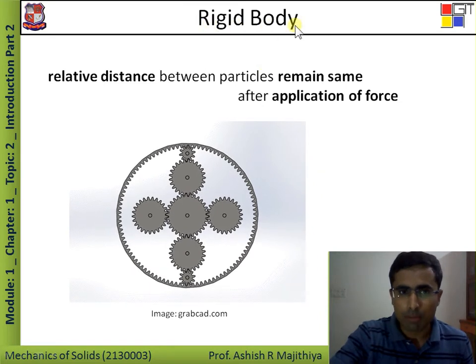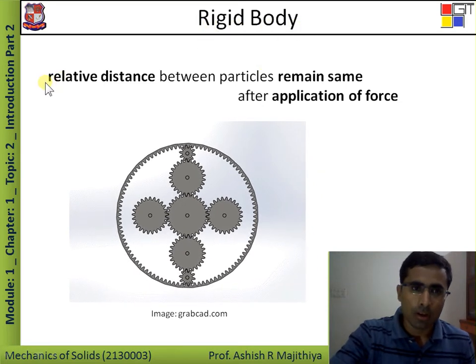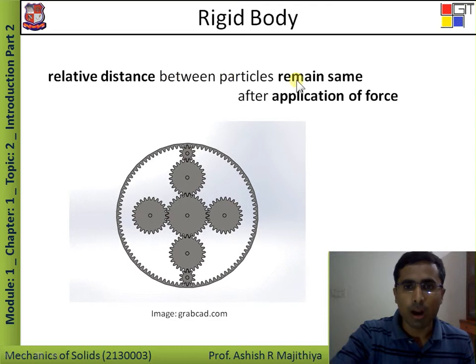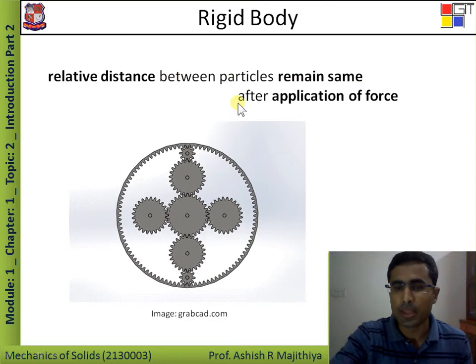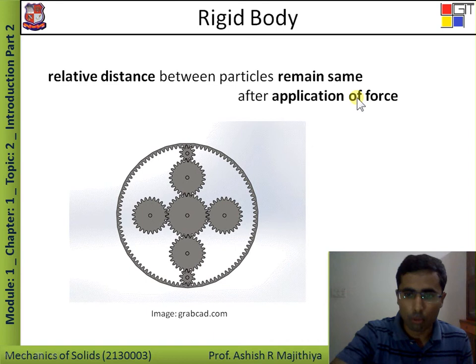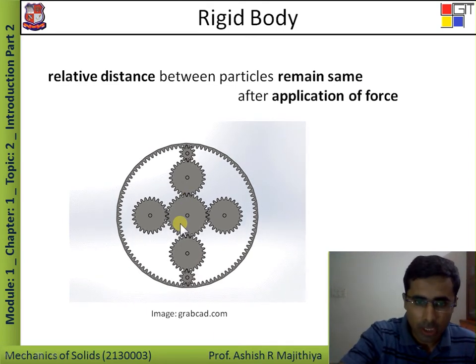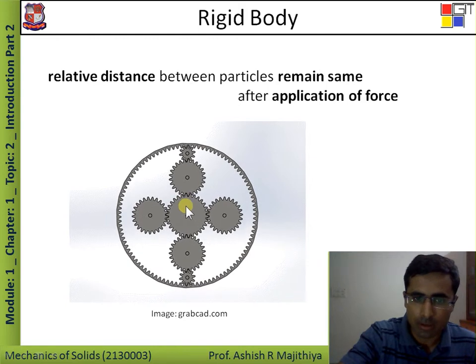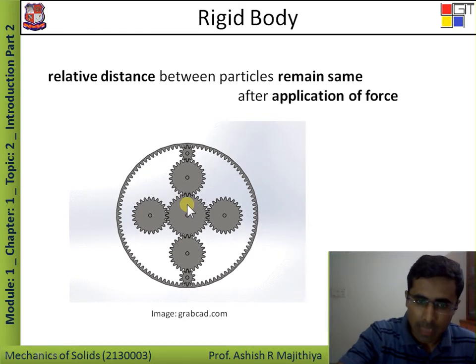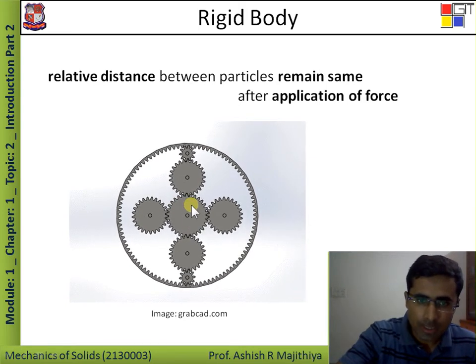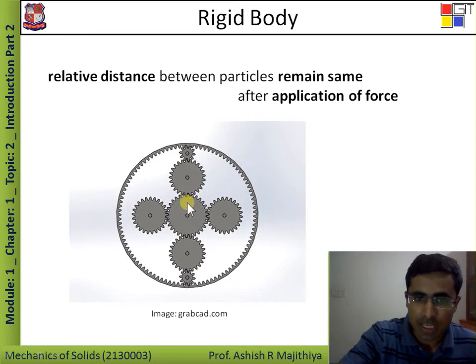What is a rigid body? It is a body in which the relative distance between particles remains the same after application of force. So when the force is applied, the shape is not changing. We are applying a rotational force to this gear in the center. So that gear is transferring the motion. It is not changing its shape because it is a rigid body.